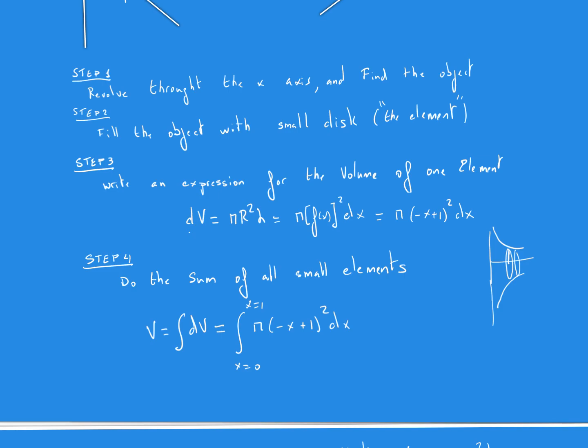In our case, f of x is minus x plus 1. So what is the total volume? The total volume is the sum of all the small volumes, the sum when x varies from 0 to a certain point, that in this case is x equal 1. So the object exists between x equals 0 and x equals 1. So the sum of all the small volumes would be the integral from x equals 0 to x equals 1 of pi times (minus x plus 1) squared dx. You do the integral, you find a number, and this is the volume.